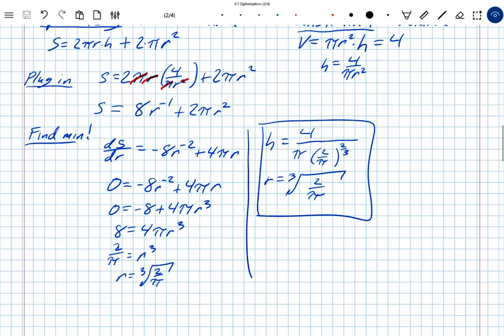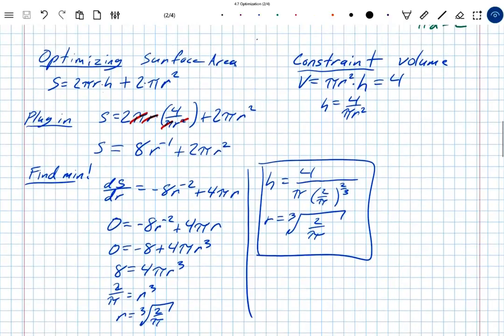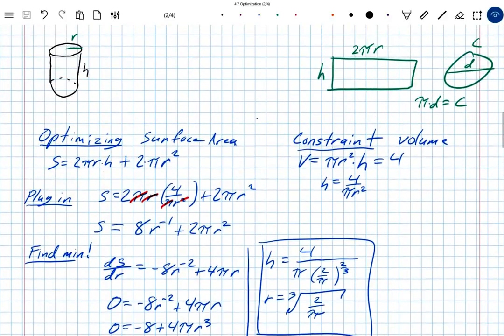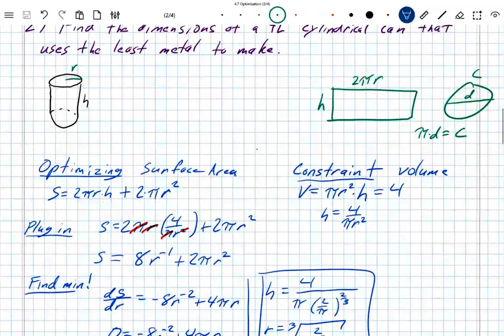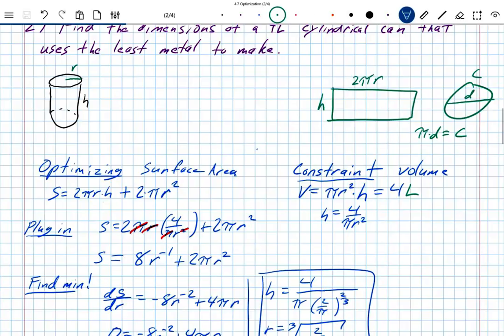There is one other problem here, and I usually don't talk about dimensions, but I think we need to talk about units real quick. This is not a great answer because it's unclear what our units were. We just said volume was 4, but right up here, this is for liters, and it's not really obvious what units for h and r would give me liters. It ends up being decimeters, I believe, as our units for h and r.